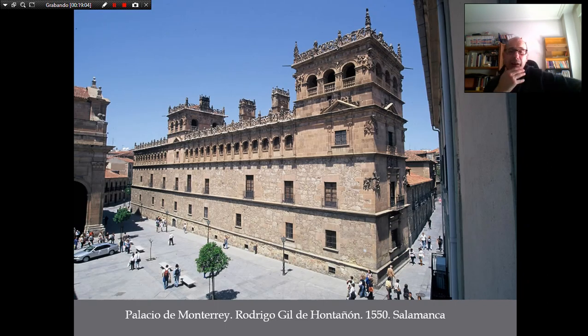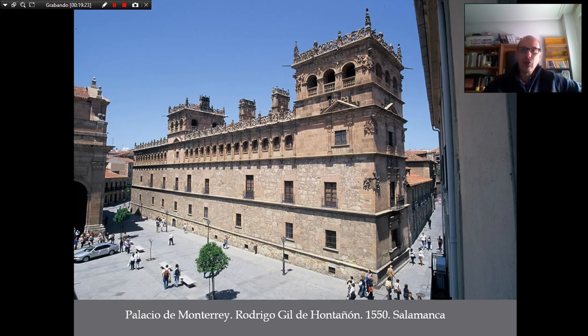Well, another important palace. This is more important than the other one that we just studied. This is the Palacio Monterrey, also in Salamanca. Rodrigo Gil de Ontañón is the architect, and it's 1550. It's full Renaissance.